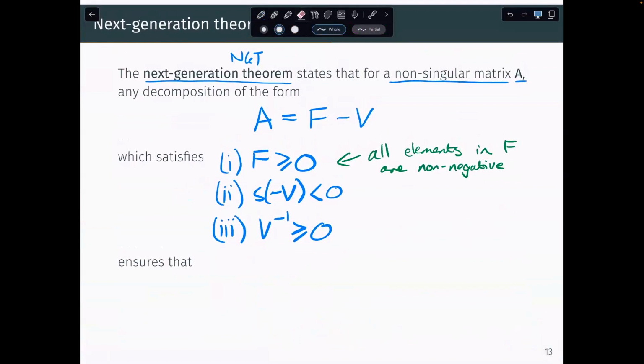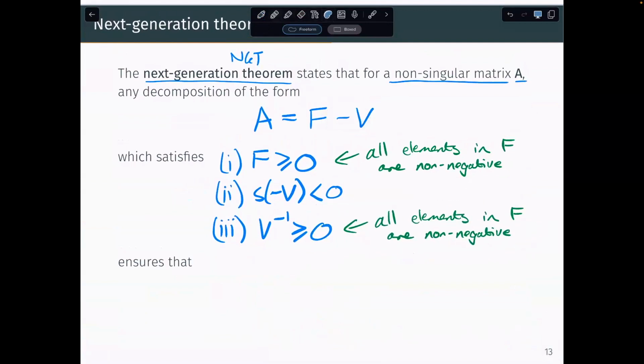The last one as well. This is saying that all elements of our inverse matrix V, the inverse of V, have to be non-negative. So just copy this here: all elements in our inverse matrix V are non-negative.